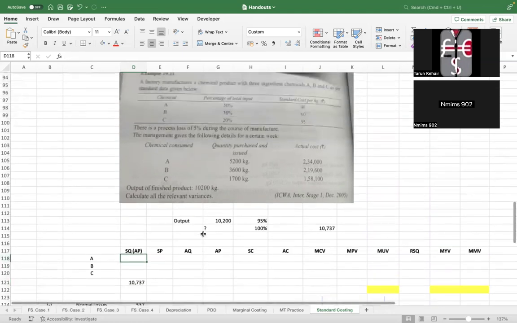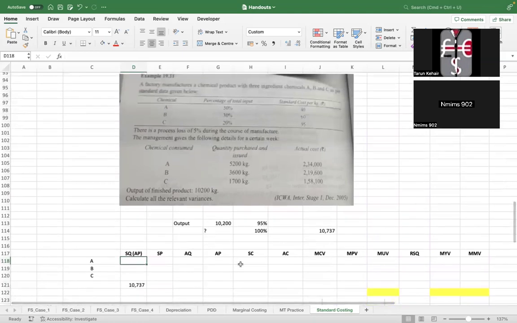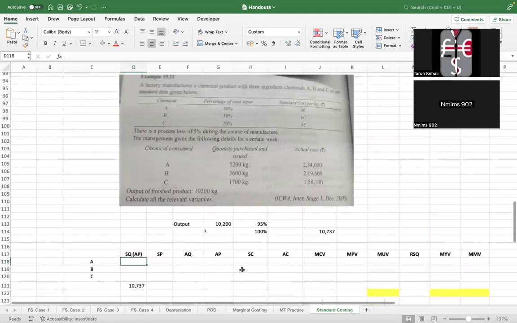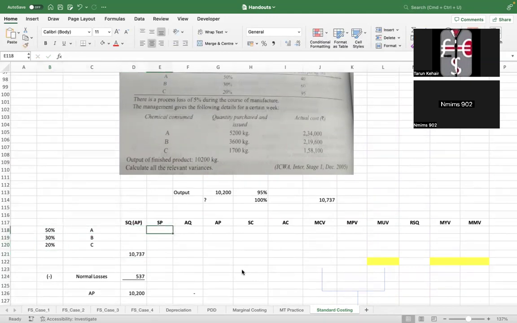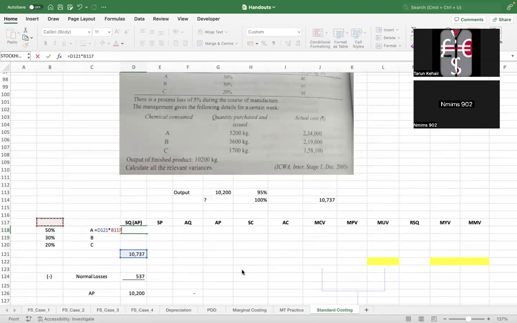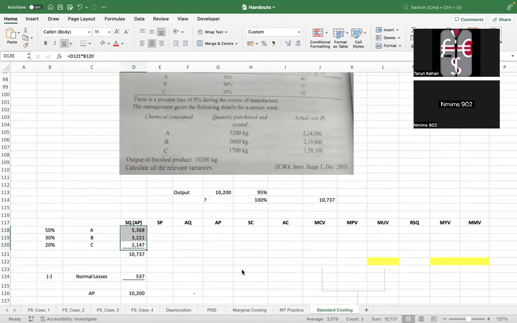So now what we will do, we will break this up 50, 30, 20. Okay, this is your standard mix. So 10,737 into 50%. You will use this later as well. Where? In RSQ. 50, 30, 20. So 10,737 into 50%. Then 10,737 into 30%. And 10,737 into 20%. If you add all three, you will get the unit consumption for 10,737 kg of output. Okay? These are the standard quantities.